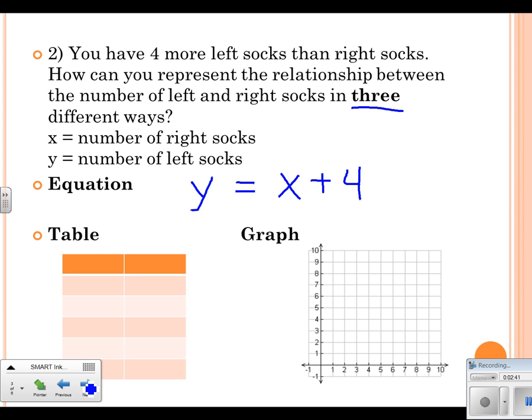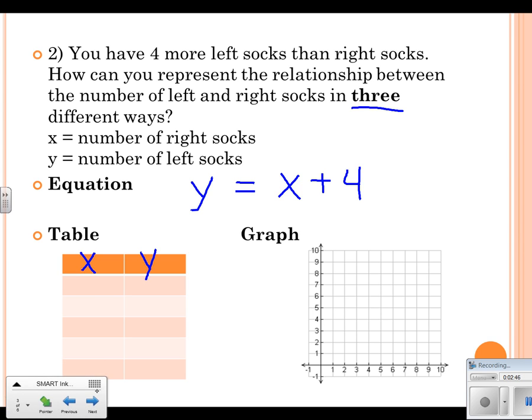In our table, let's put x first, y second, and we are going to fill in our table. We'll use 8, 9, 10, 11, and 12. So we are going to put 8 in for x into our equation. So over in our equation, this is where we're going to replace our x value, which is the number of right socks. So if I put 8 in for x, 8 plus 4 is 12. Put in 9, 9 plus 4, 13. 10 plus 4, 14. 11 plus 4 is 15. 12 plus 4 is 16. So that table is representing this relationship.